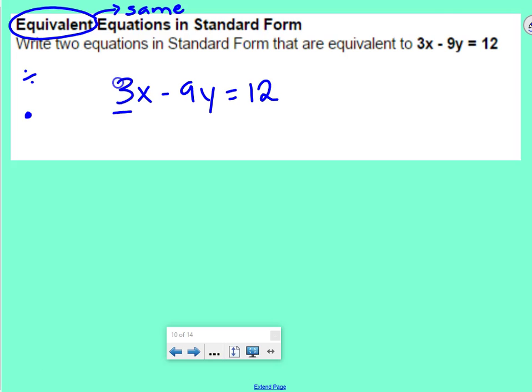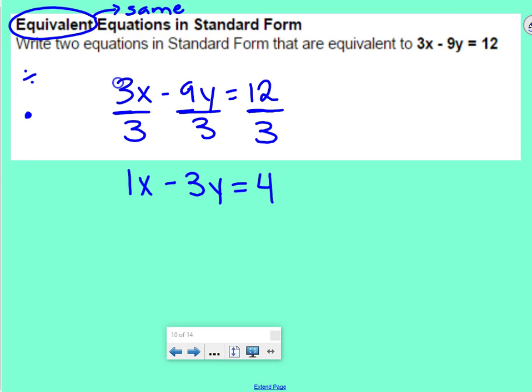So if we look at our coefficients, 3, 9, and 12, we should notice that they're all able to be divided by 3. So if we do that, 3 divided by 3 is 1x, minus 9 divided by 3 is 3y, equals 12 divided by 3 is 4. This is an equivalent equation.